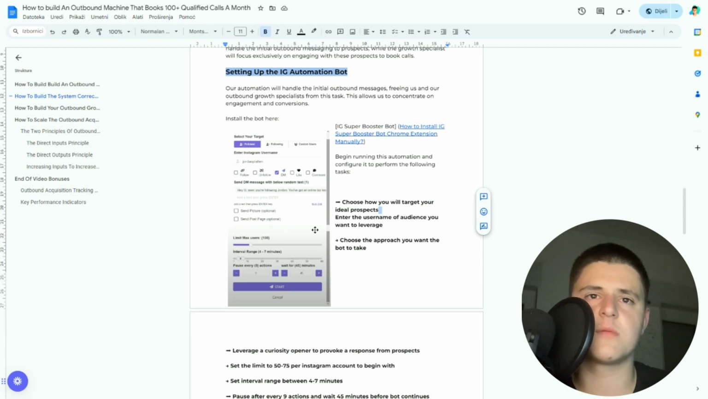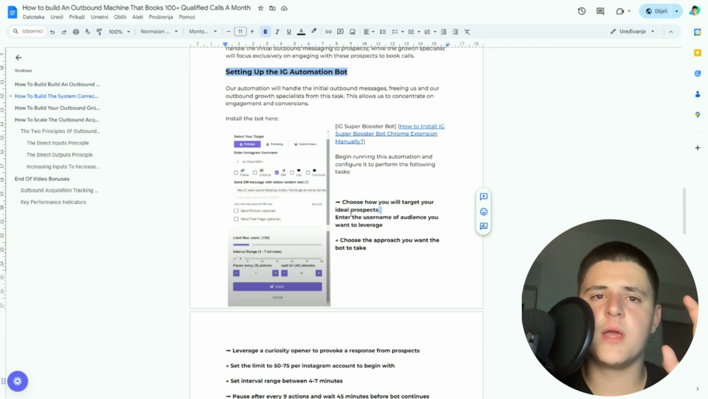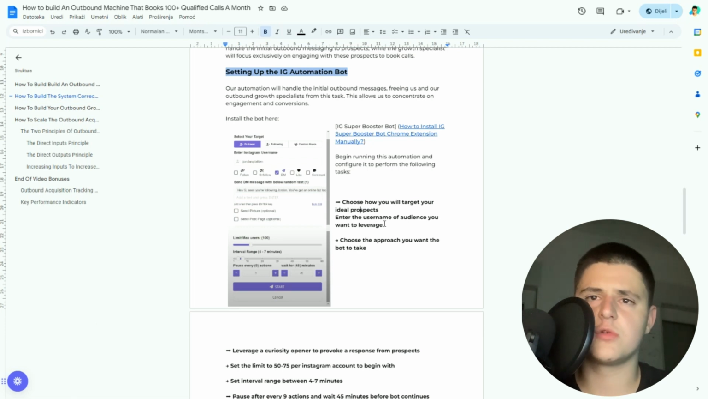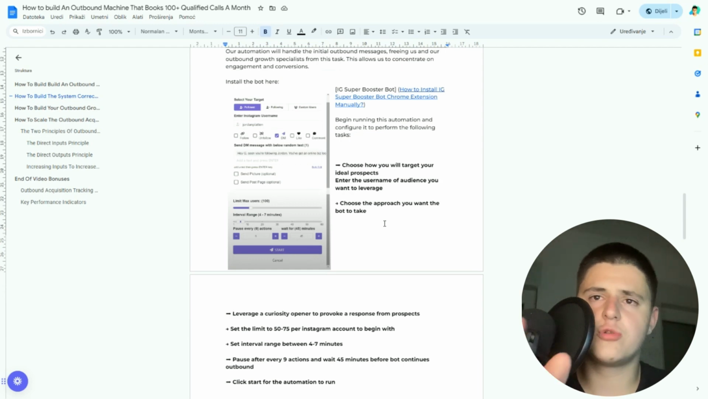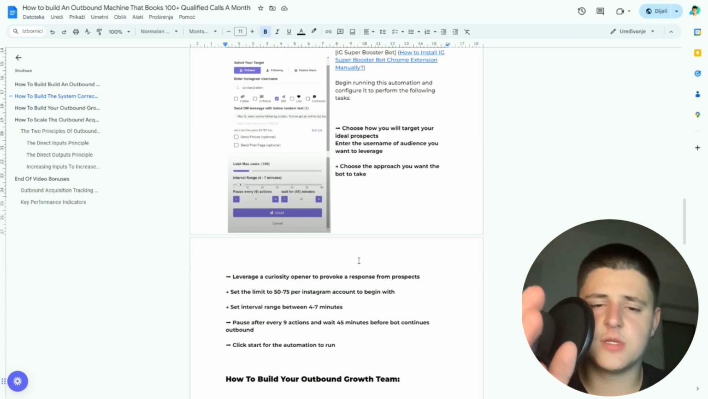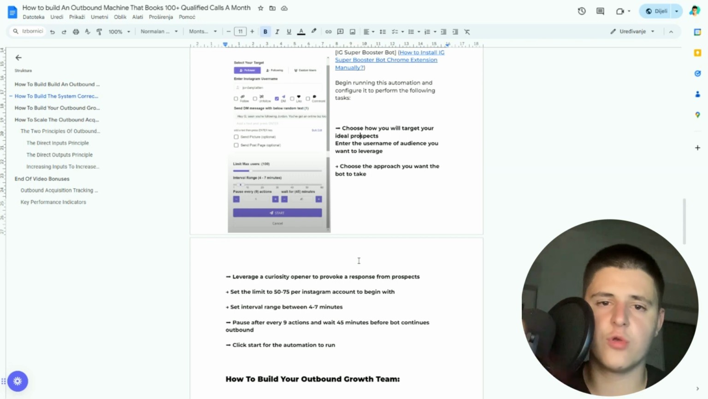You enter the Instagram username, you set the limit max users, and you make the interval range between 4 to 7 minutes. You choose how you will target your ideal prospect. You just enter the username of the audience you want to leverage. You choose the approach you want the bot to take, and you leverage a curiosity opener that I gave you. You can just edit it a bit for your needs, and you will get a lot of replies by leveraging the curiosity opener.